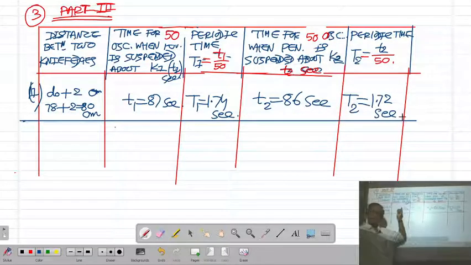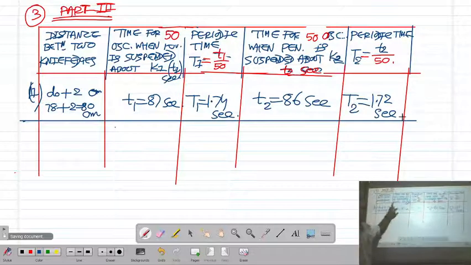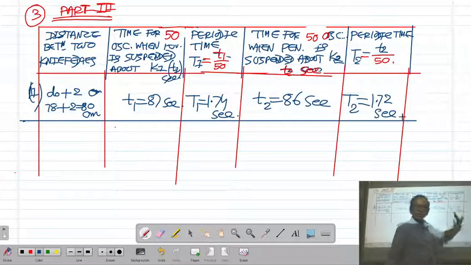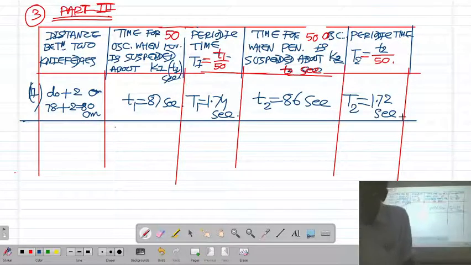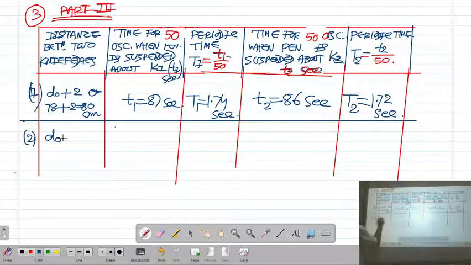So the distance between two knife edges K1 and K2 is D0 plus 2, 78 plus 2, 80 centimeter. The periodic time about knife edge K1 is 1.74 seconds, and periodic time about knife edge K2 is 1.72 seconds. And last, if the distance between two knife edges is D0 minus 2 centimeter, D0 is 78 centimeter minus 2, that is 76 centimeter.